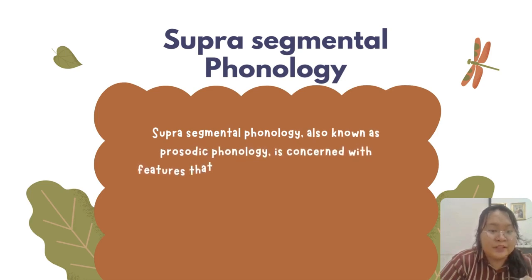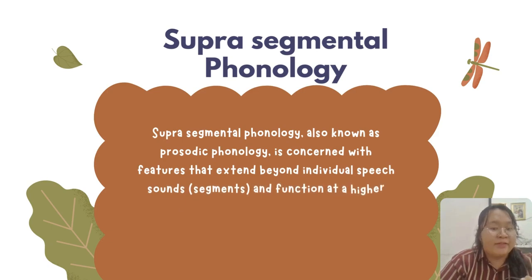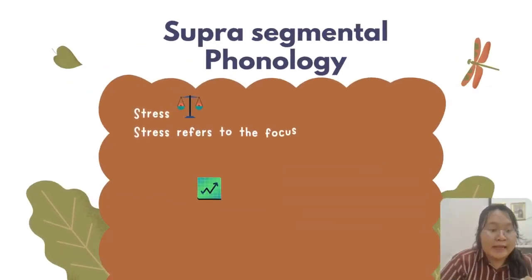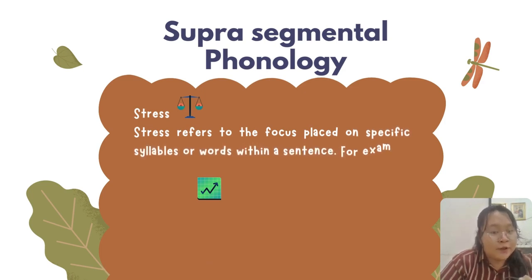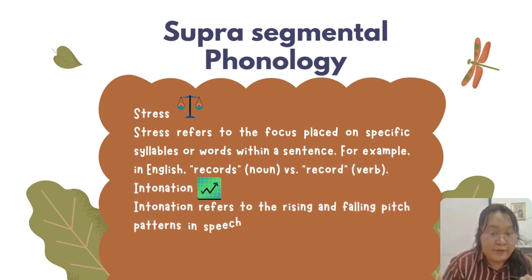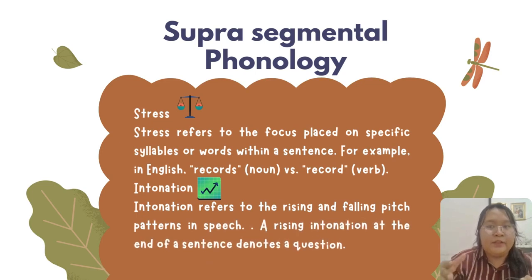It's concerned with the factors that extend beyond individual speech sounds or segments and function at a higher level of linguistic organization. They have four types. First one is stress, which refers to the focus placed on specific syllables or words within a sentence. For example, in English, records (noun) versus record (verb).